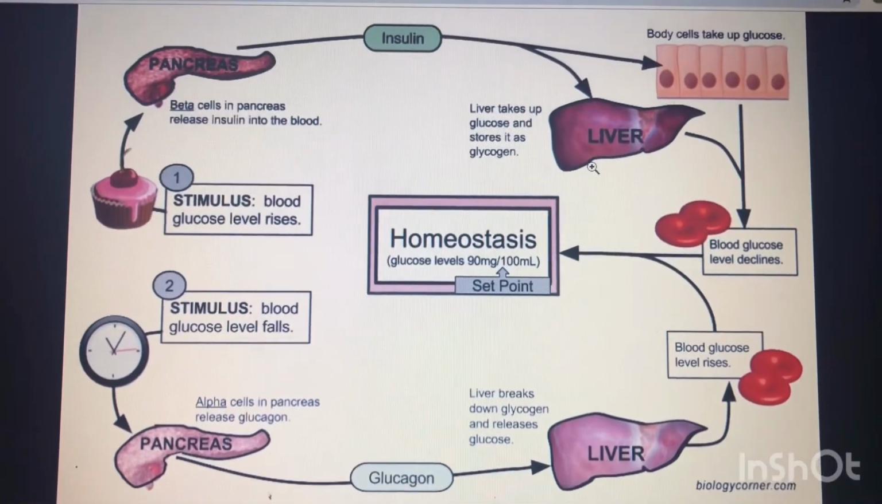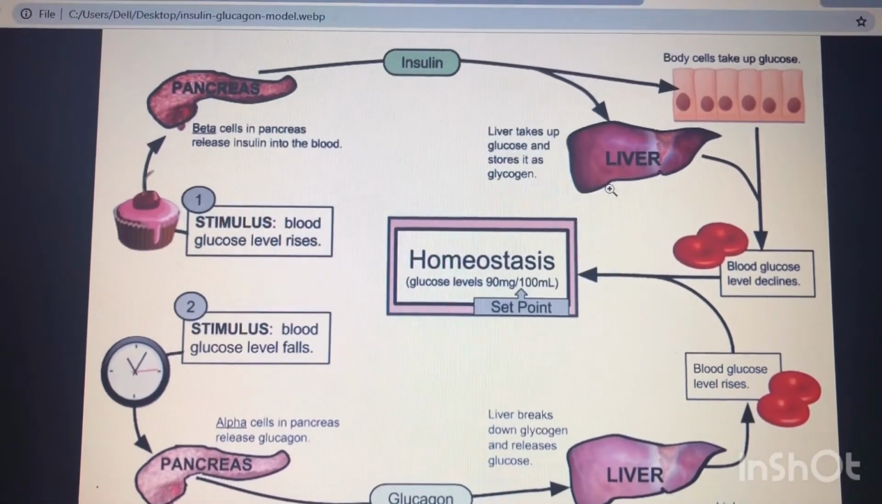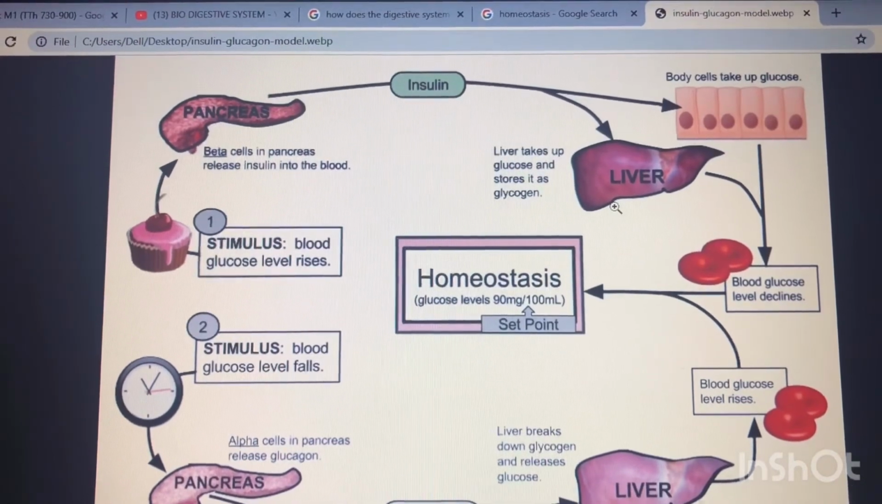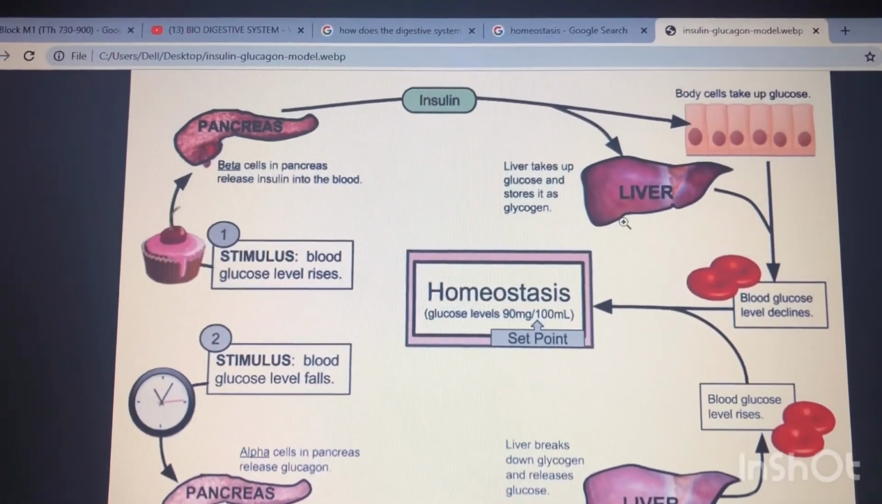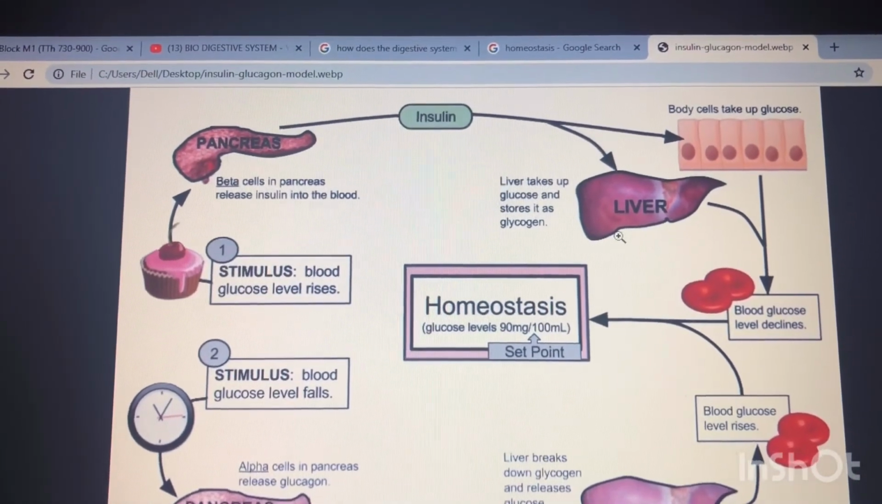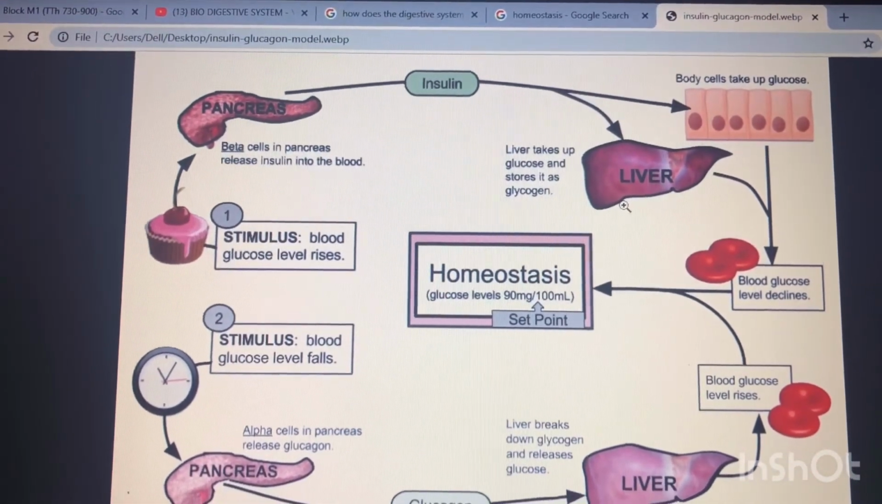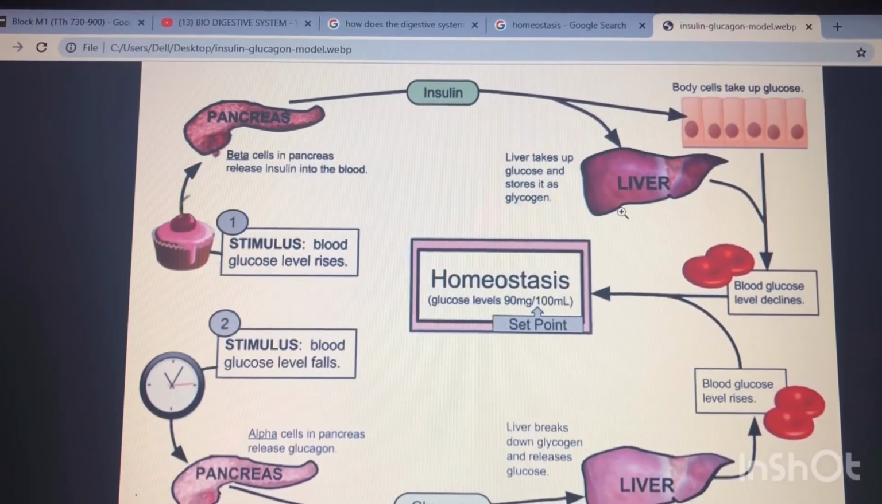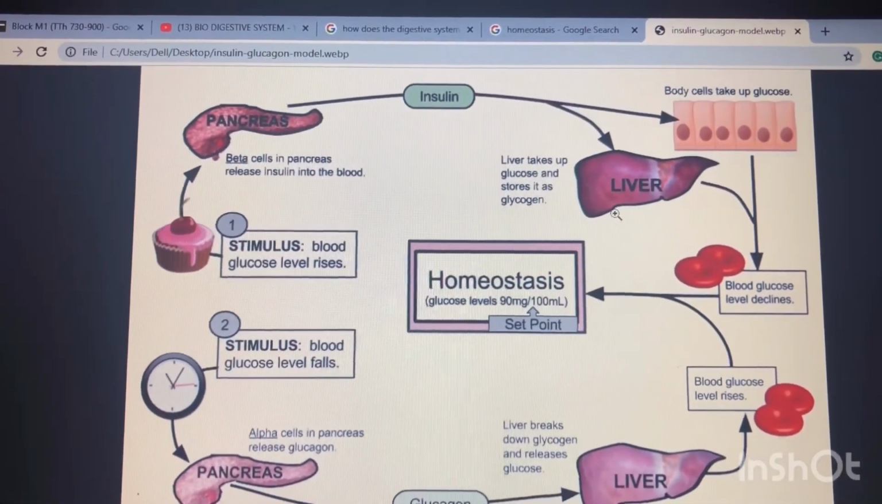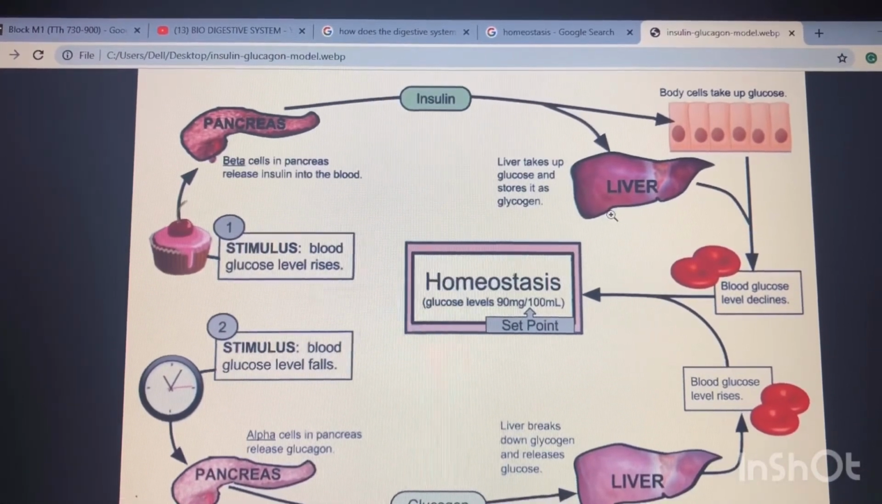First, it involves homeostasis. Your pancreas constantly monitors and controls your blood sugar levels using two hormones. One of them is insulin. When your blood sugar levels rise after a meal, your pancreas releases insulin. Insulin allows glucose to be taken into cells of your body where it is used in cellular respiration.